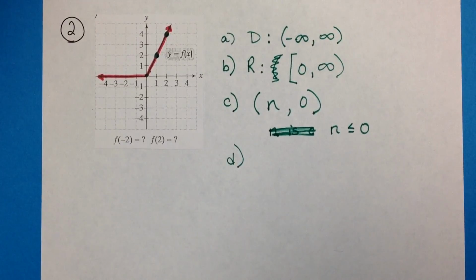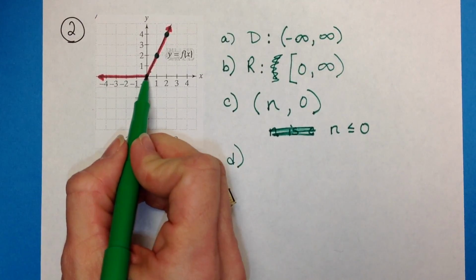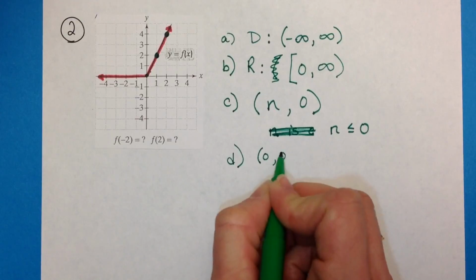D is the y-intercept. The only place that it crosses the y-axis is the origin. So 0, 0.